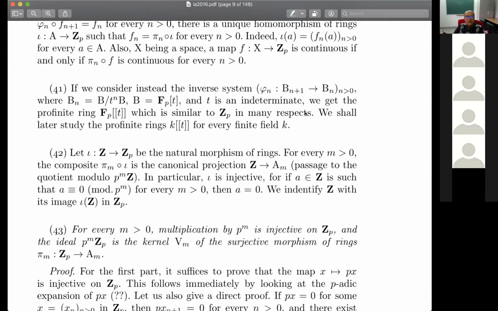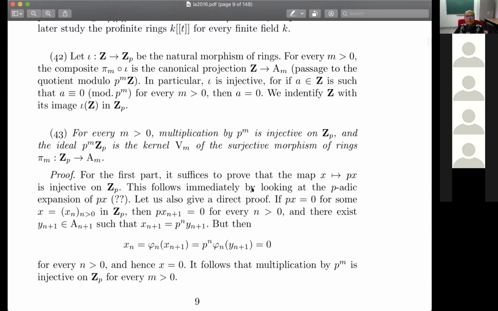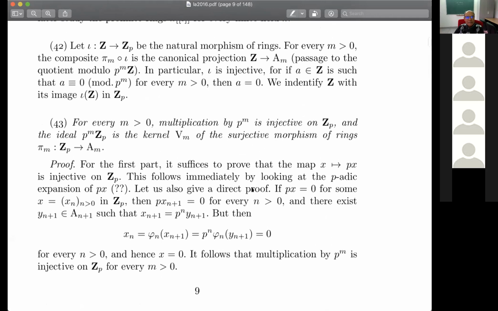So if only finitely many of them are non-zero, then you get a polynomial, but if you allow all the coefficients to be arbitrary, then you get this power series ring, right? So we will come back to this after a couple of lectures. For the time being, we are looking at Zp.